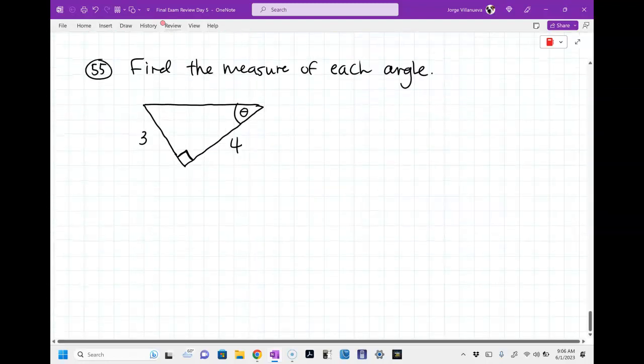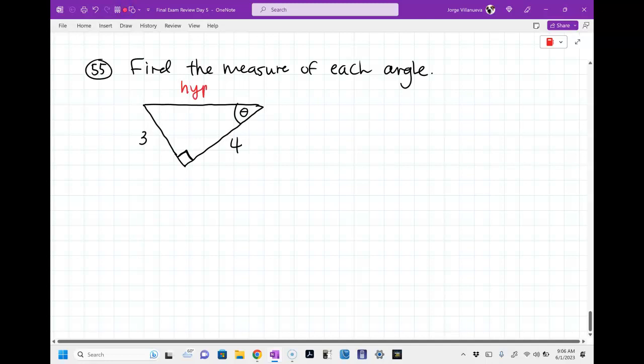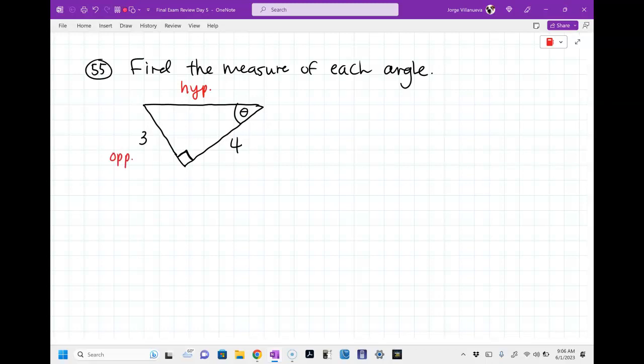Find the measure of each angle. So I have theta there. Which one is my hypotenuse? 3, 4, or blank? The blank one, right? This is the hypotenuse right here. Which one is my opposite, 3 or 4? The 3. That means that 4 is my adjacent. Notice they gave me opposite and adjacent. Which trig function am I using?